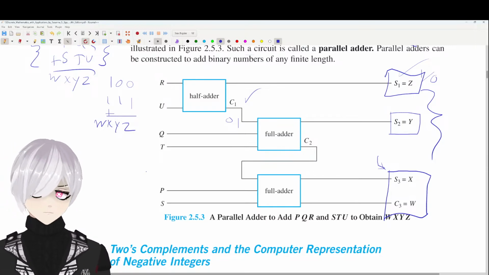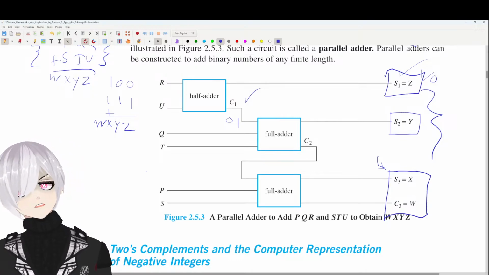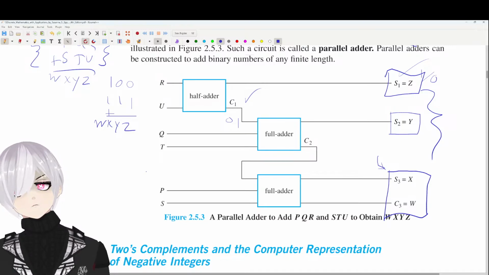Well, most likely, yeah. My question is, what is this S3 composed of? I know that S2 is S1 plus R, right?